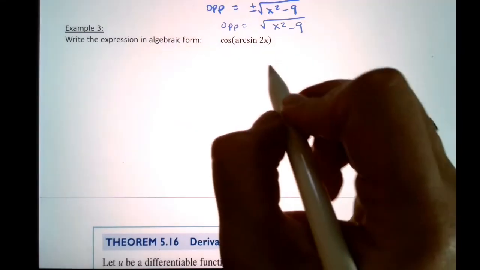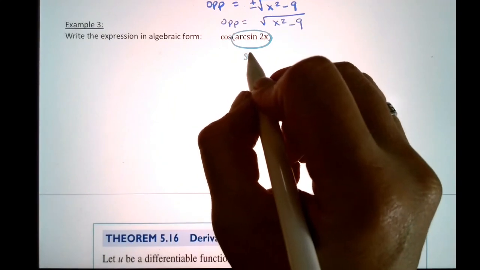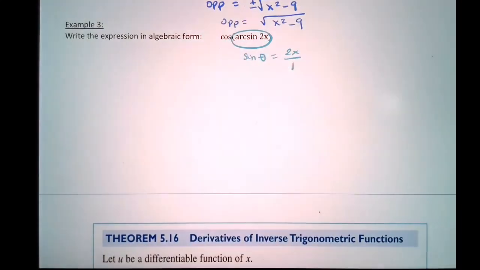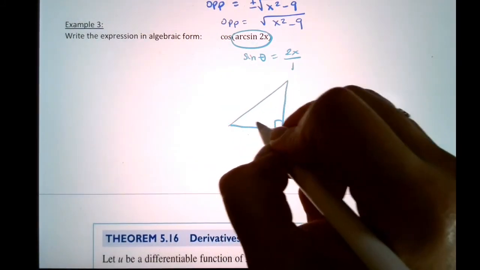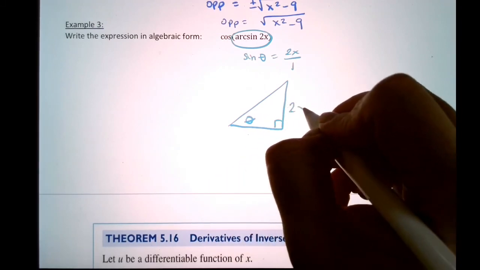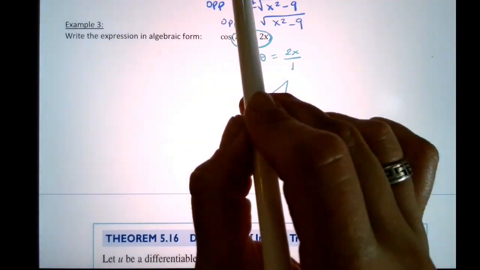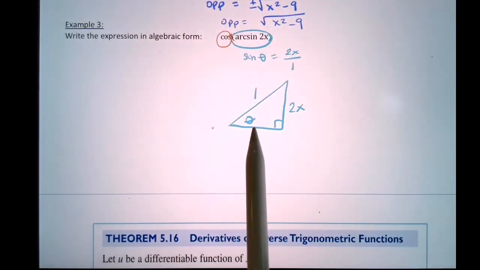So in here, I'm going to draw a picture of what that means. Remember, that means the sine of some angle is 2x. I'm going to put over 1 because I want to see a ratio in there, right? I'm going to draw a freestanding triangle. I'm going to put theta wherever I feel like it. Opposite, hypotenuse. So I've got a great picture. What I need to figure out is what the cosine of this thing is, right? I'm trying to figure out the cosine of this angle. I want the cosine of that angle.